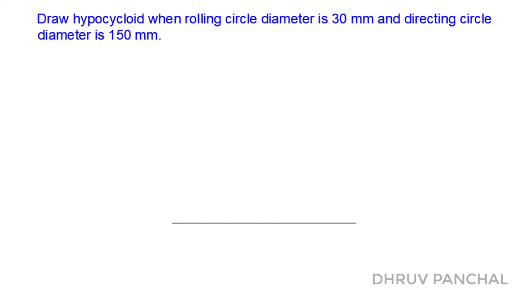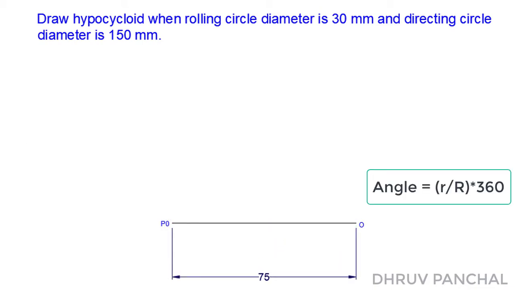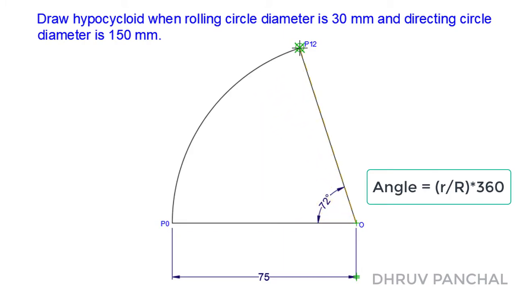To solve this problem, draw a horizontal line OP0 of 75 mm length. From point O, draw a line OP12 of 75 mm length at an angle of 72 degrees. With the help of a compass, take point O as a center and draw an arc from point P0 to point P12.